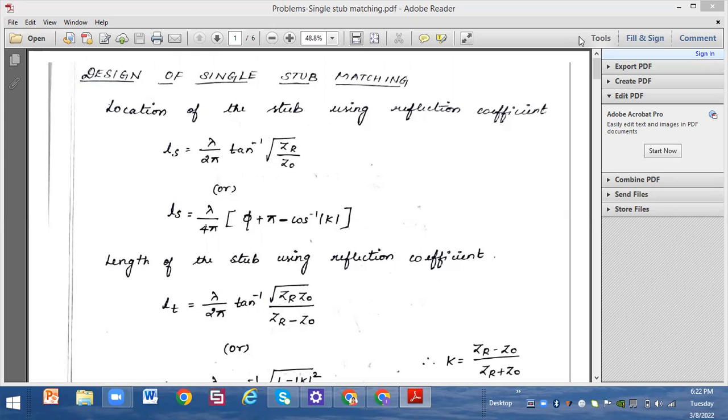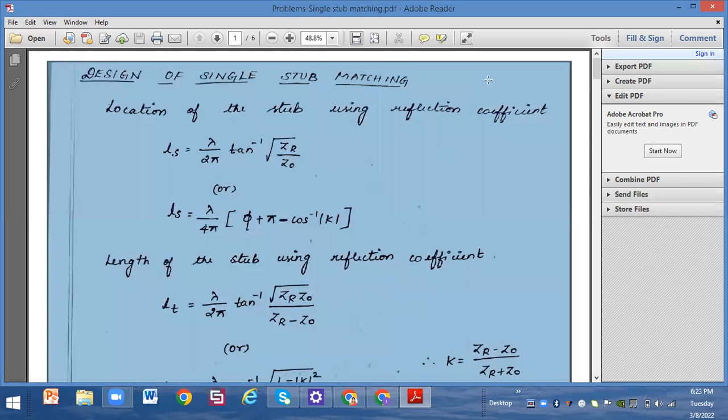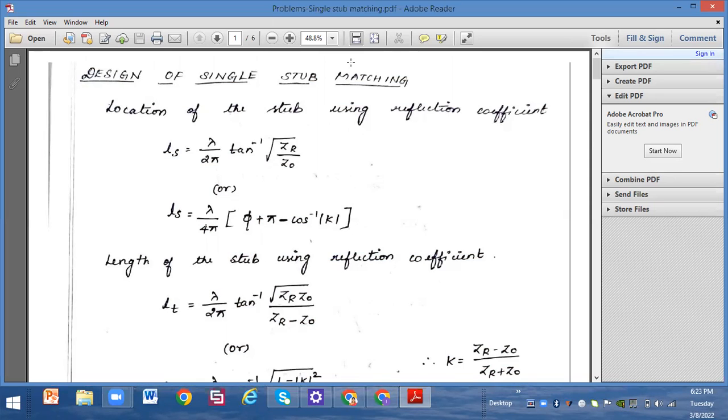There are two types of stub matching. One is single stub matching and the other one is double stub matching. Here we are going to design a single stub matching. In order to go with single stub matching, we have to find the location of the stub and also the length of the stub.